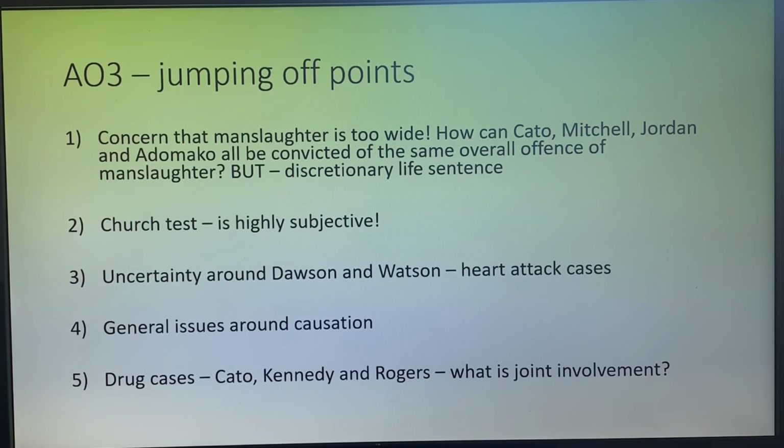Moving on to the Church test. The Church test obviously uses the words what a reasonable and sober person would realise the risk of some harm. Obviously, always the question there is, well, who is a reasonable person? It's highly subjective, meaning people are going to have different opinions. And when you have different opinions, juries are going to make different decisions for like-for-like cases, which therefore creates uncertainty and unfairness, and people should be treated the same way.